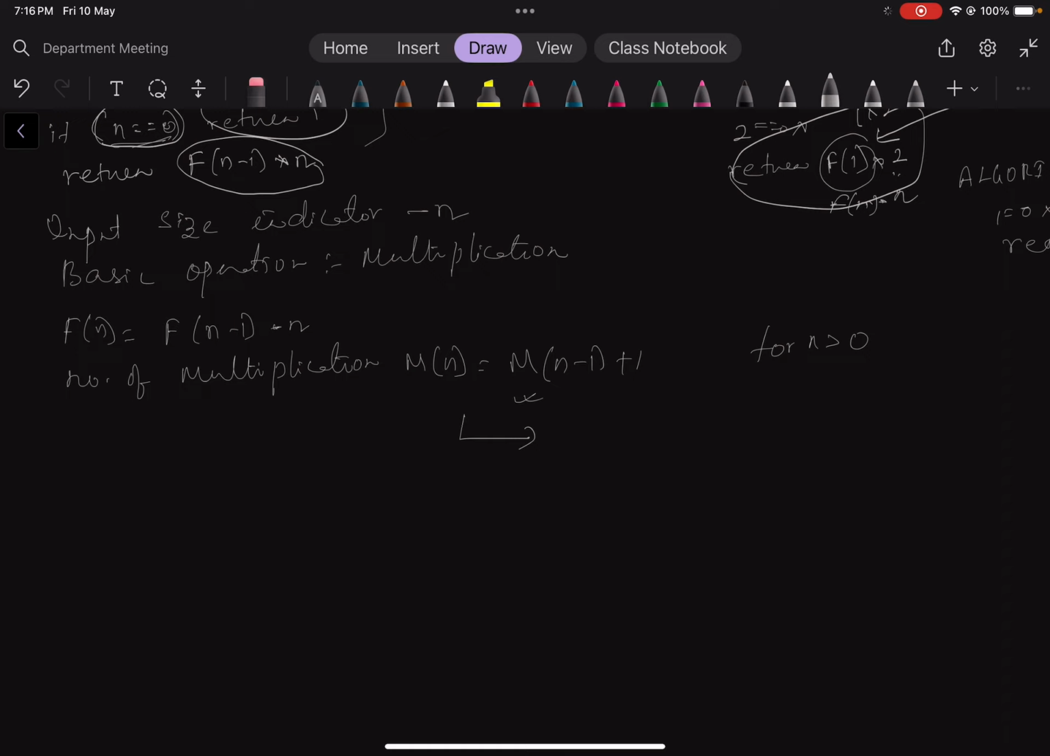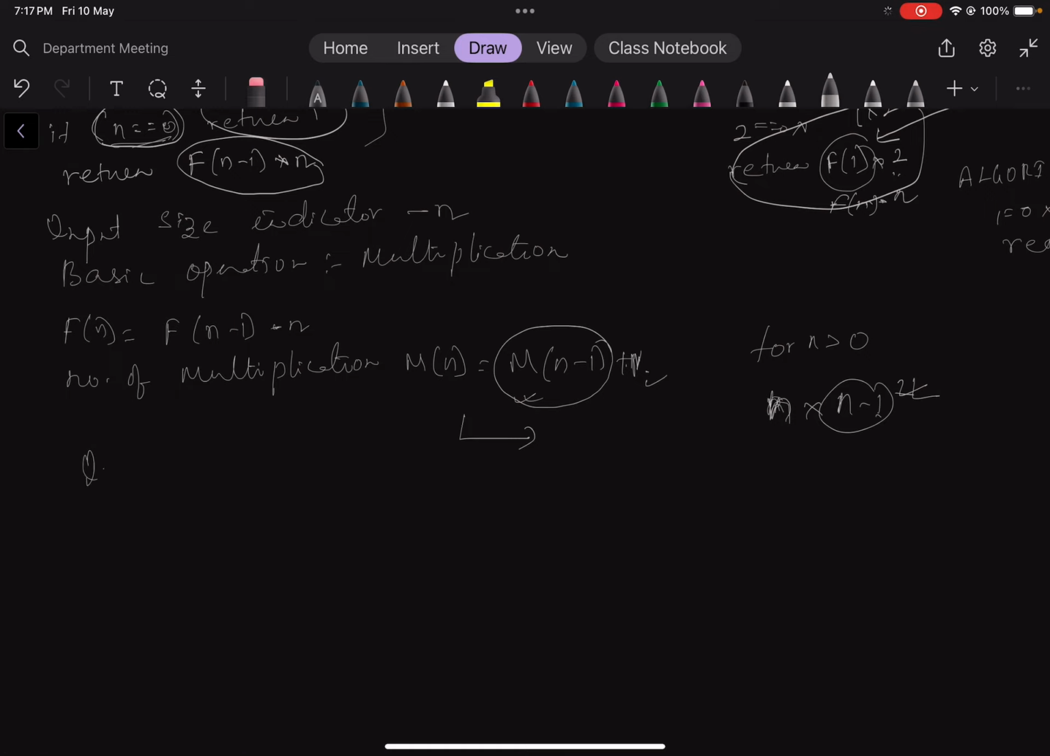That means the time taken for the remaining n minus 1, plus the time to multiply f of n minus 1 by n. Let me show again. The time taken for n minus 1, and plus 1 is one multiplication to multiply whatever value we are getting with n. So that's why we are writing it like this, right? So this is the recurrence relation we are going to establish.